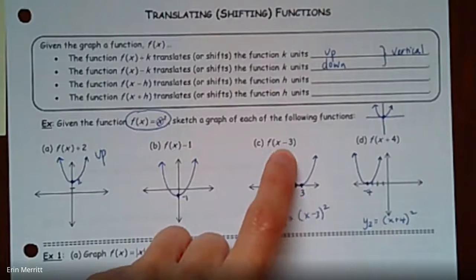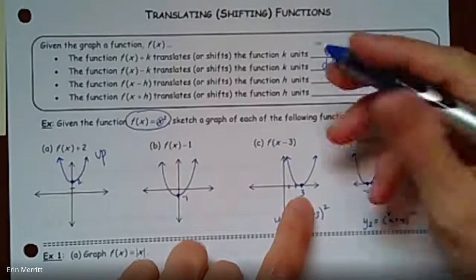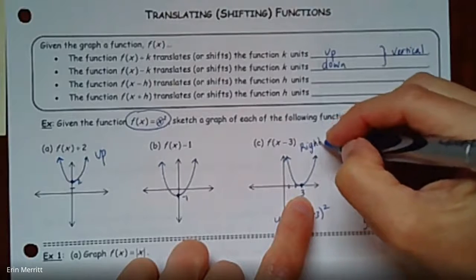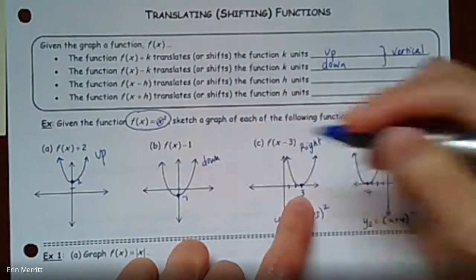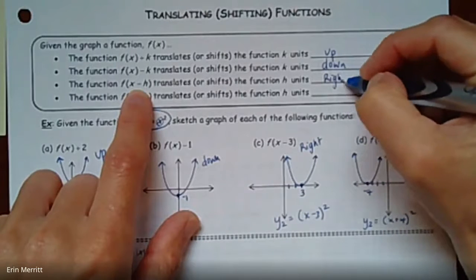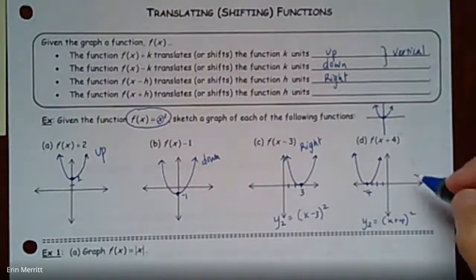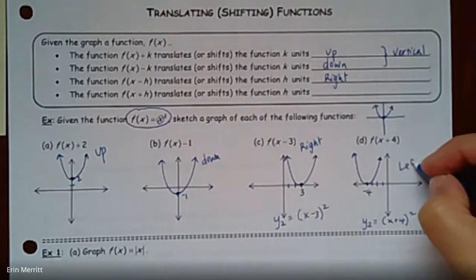As for the ones where it's inside, so x minus 3 or x plus 4, when it was minus, it shifted to the right. Oops, I can come back here and say down. So when you have x minus h, it's going to move the graph to the right, whatever h units are. And then when you have plus 4, this one moved to the left.